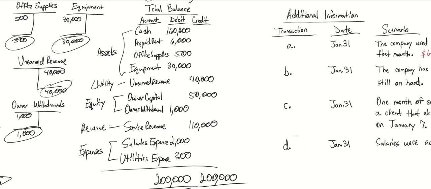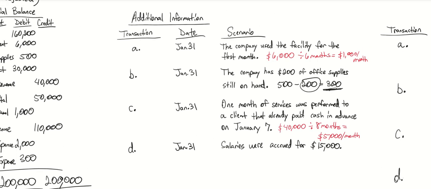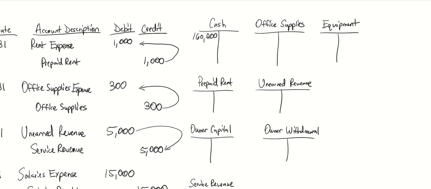For cash, we have an ending balance of $160,200, and that's a debit balance. So I'm just going to put in $160,200 on the left side. All right, so supplies, $500 debit balance. Okay, that's going to go on the left side.